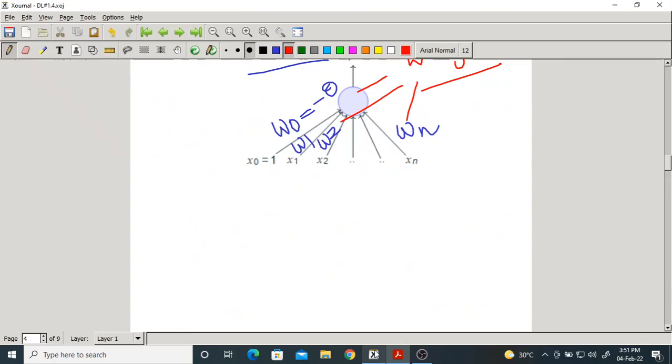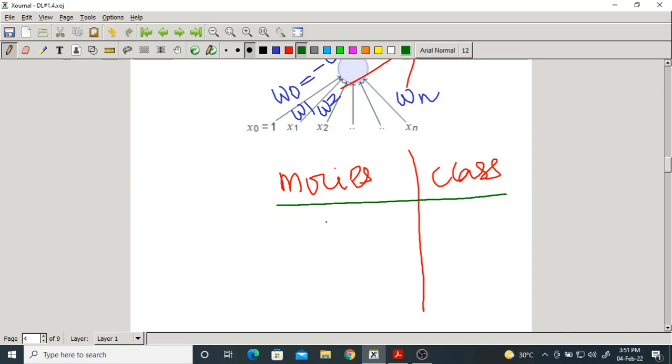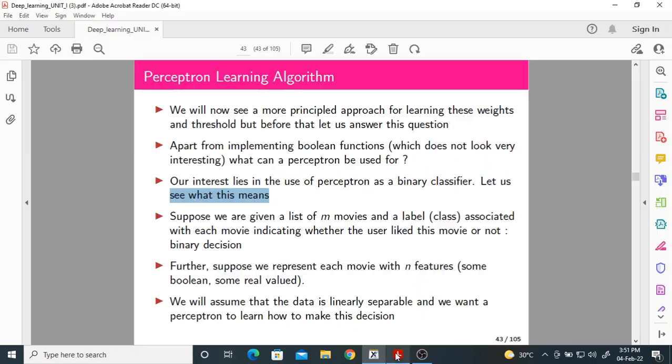Now here, basically we have a list of movies with classes or labels. Let us take a list of movie names with class. For each movie we have a set of n inputs. Suppose a movie A. So what is the class or label?